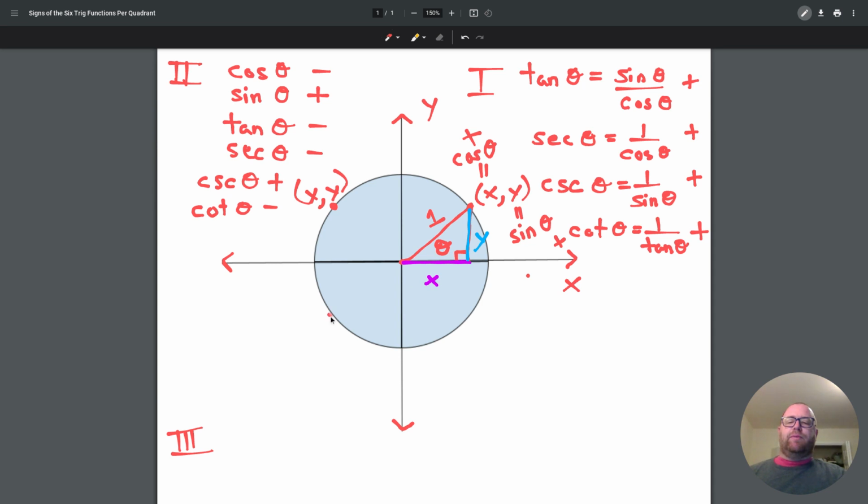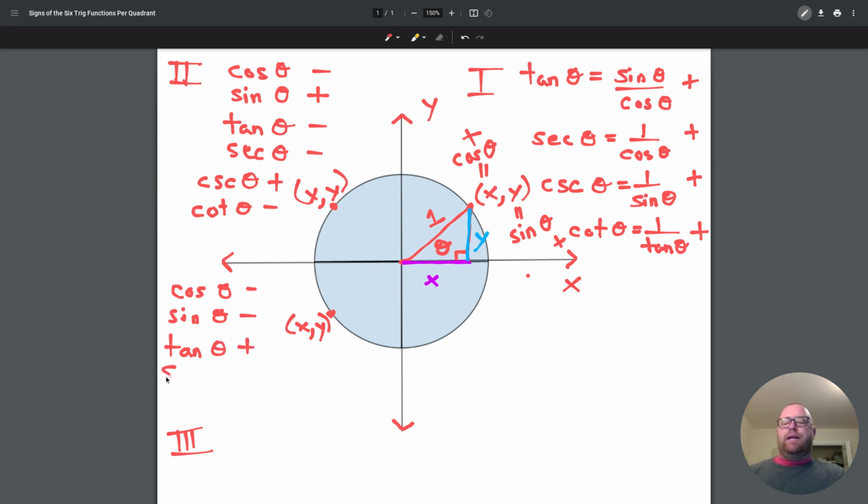All right, so let's imagine a point xy here. X goes in the negative direction. Y goes in the negative direction. So both x and y are negative. So the cosine of theta is going to be negative. The sine of theta is negative. The tangent of theta, however, if you divide a negative by a negative, is going to be positive.